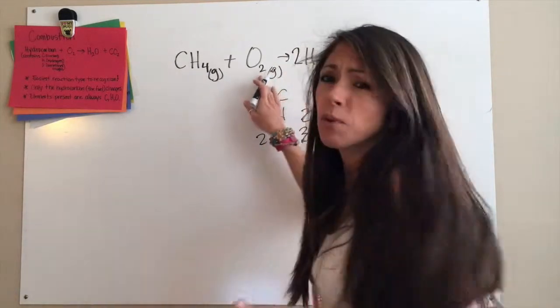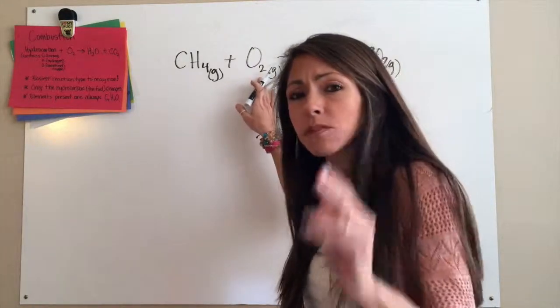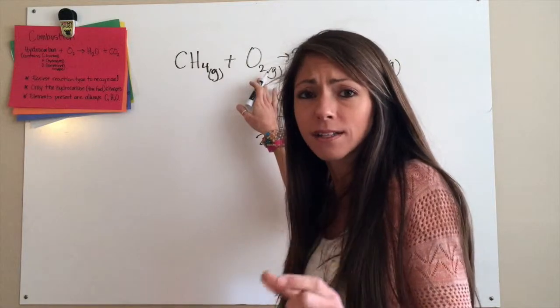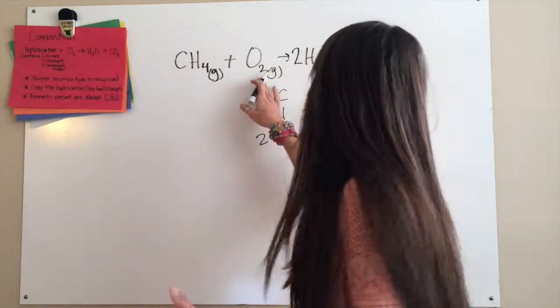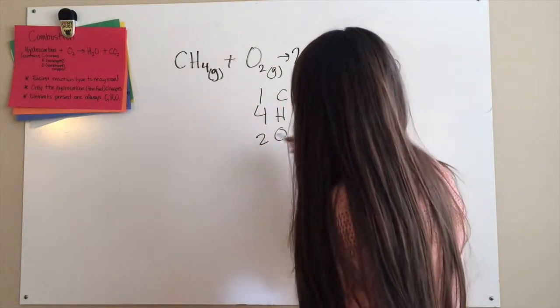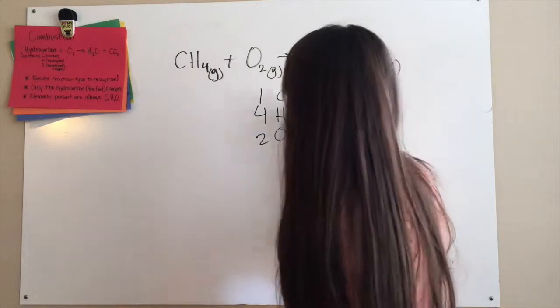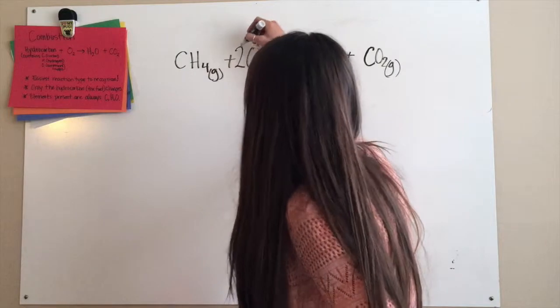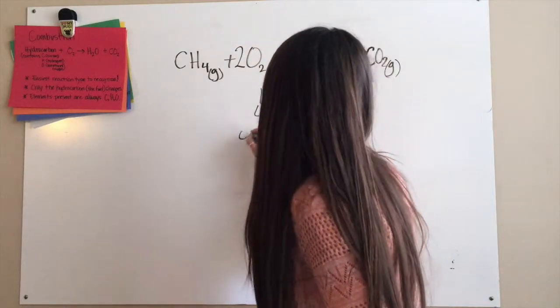I can't just make this a 4, okay? Understand that you can't mess with the subscripts, all right? The subscripts are set. Oxygen is diatomic. It always appears like this, okay? So in order to actually increase this to 4, we just have to put a coefficient that'll make it 4, which in this case, a 2 will do the trick. 2 times 2, this is 4.